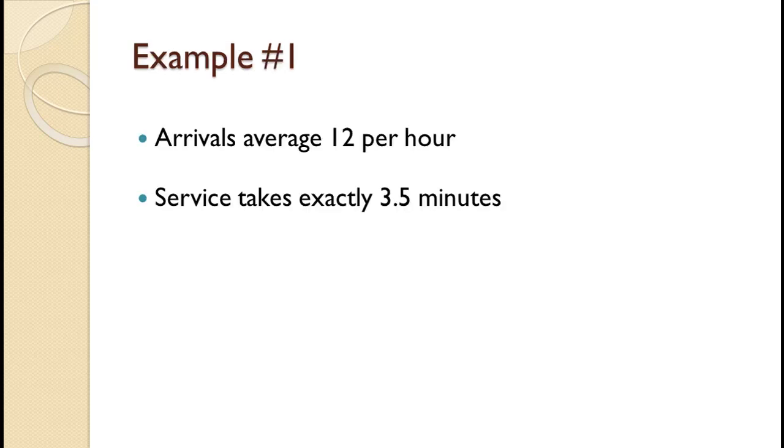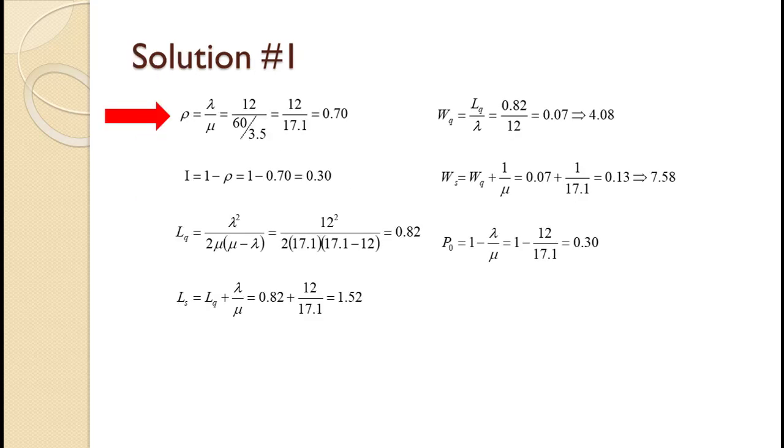In this example, a car wash has an average of 12 customers per hour. Only one type of wash is provided, and it takes exactly 3.5 minutes. Find the steady-state parameters of the car wash. System utilization is lambda of 12 divided by mu of 17.1, or 70%. System idle is just the complement of system utilization, or 30%.